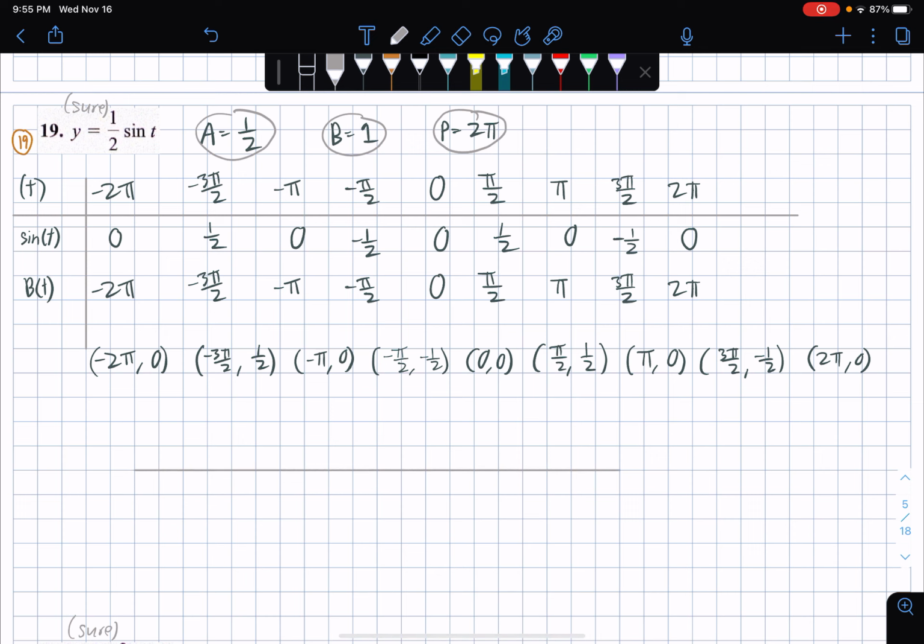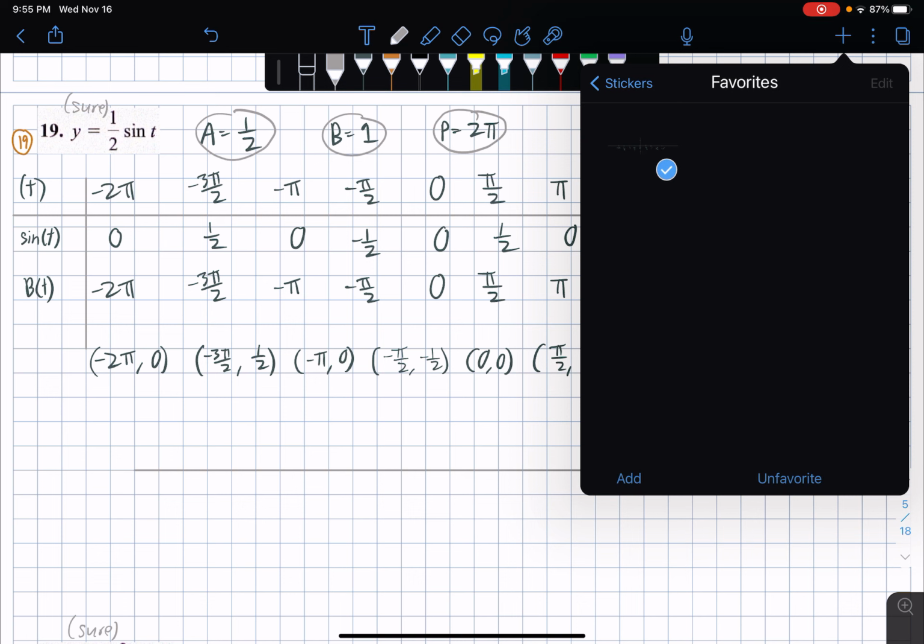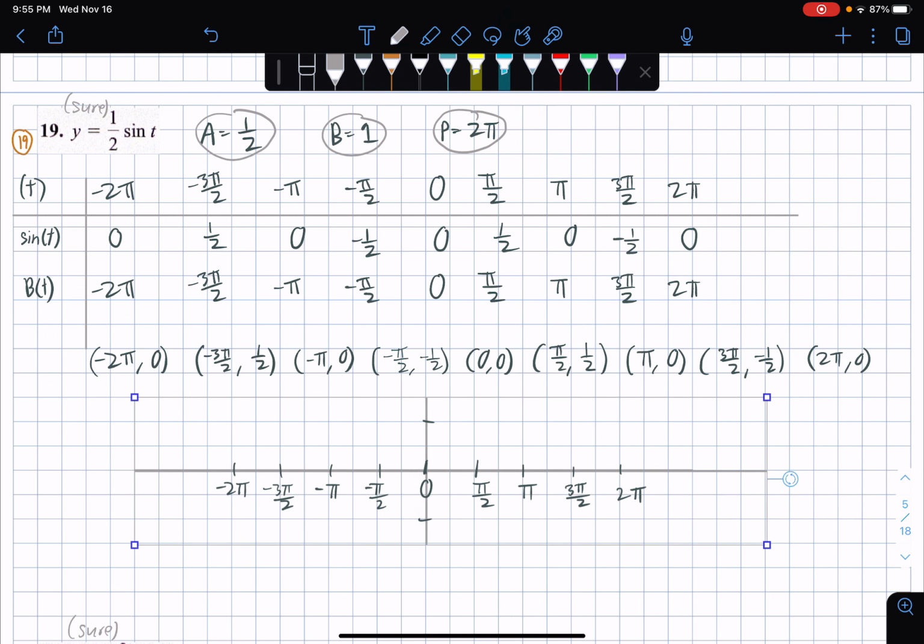So let's jot the coordinates. Negative 2 pi 0, then 1/2 right here. Just tag along and we make the curve.